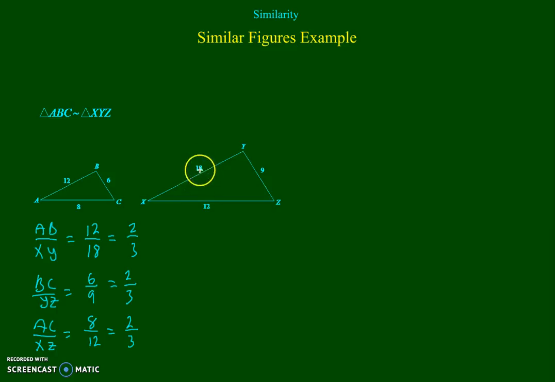If we multiply 18 by 2/3, we would get 12. 18 times 2 divided by 3 is equal to 12. Same thing with 12 and 9. So that's the idea of scale factor being the same. So the ratio of any two corresponding side lengths is the scale factor.